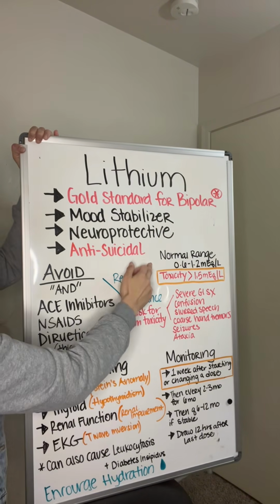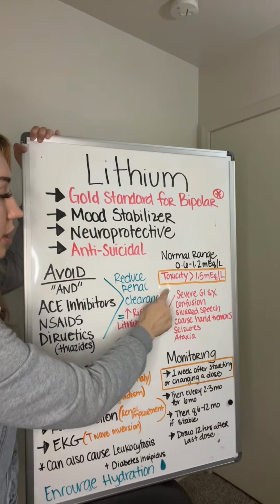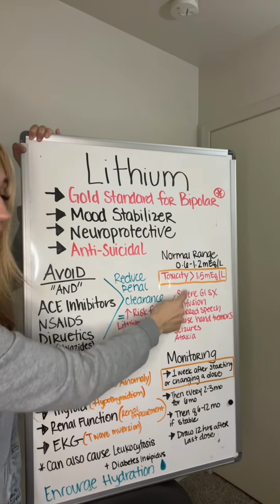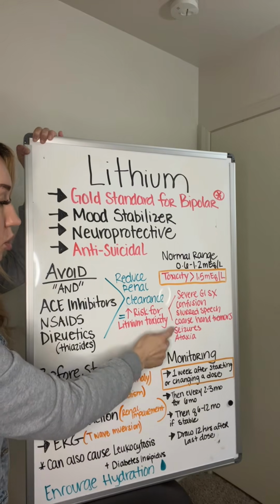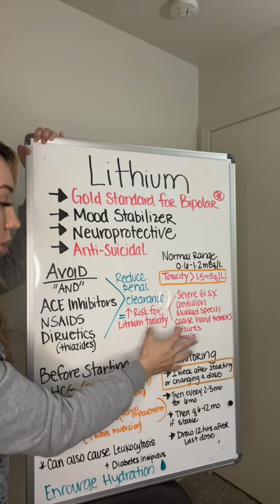Your normal range for board purposes is 0.6 to 1.2, toxic at levels greater than 1.5. Signs of toxicity: severe GI symptoms, confusion, slurred speech, coarse hand tremors, seizures, ataxia, trouble walking.